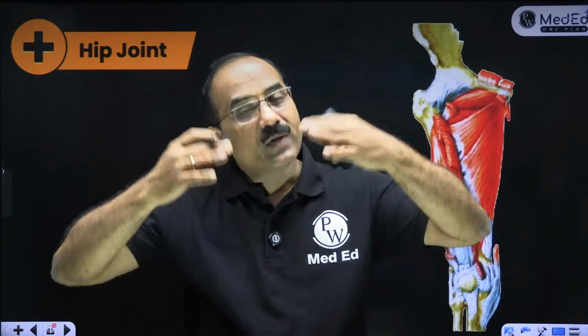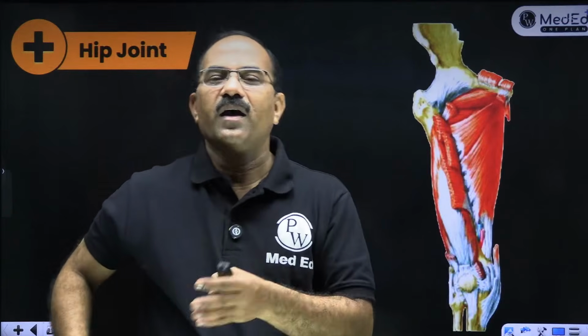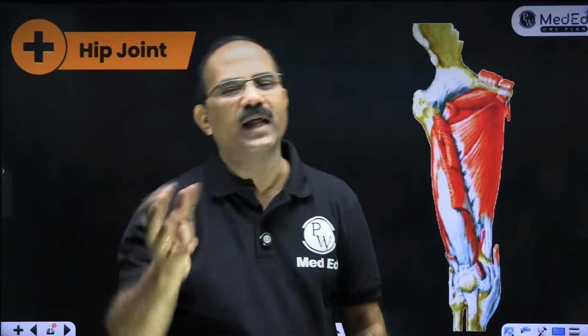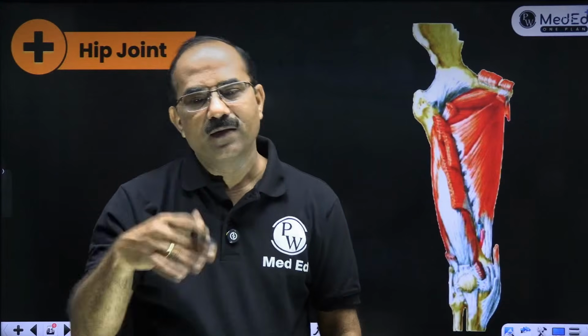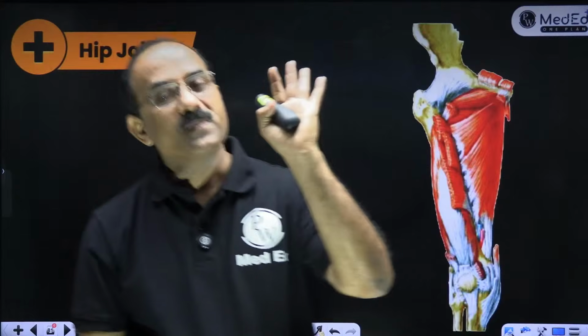Then you have to write the relations of the hip joint. Relations are the same: anterior, posterior, medial. Yes, the compartments of the leg that we have studied, those are the relations. Then movements: flexion, extension, adduction, abduction, medial rotation, lateral rotation, and then finally you have to write about the clinical application. Knee joint comes as an LAQ.